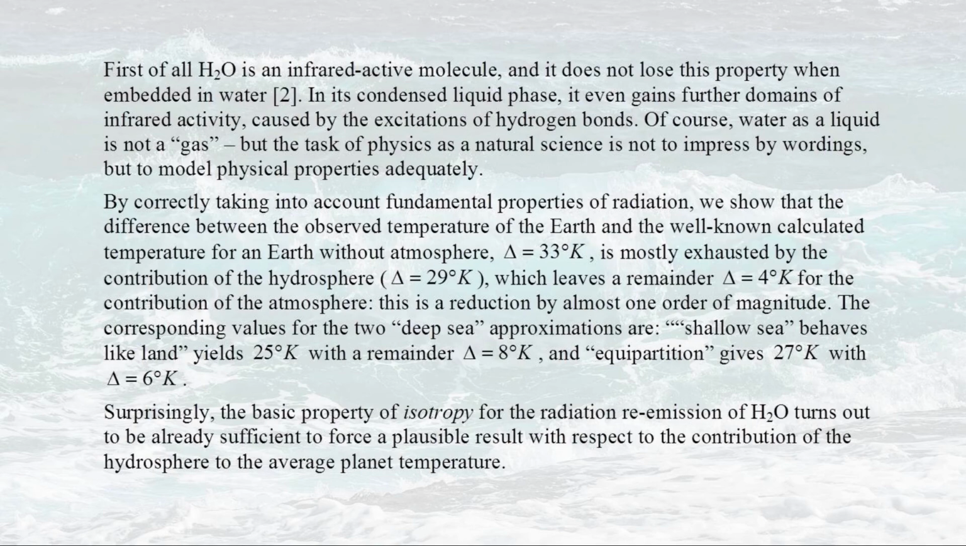The corresponding values for the two deep sea approximations are: shallow sea behaves like land, yields 25 degrees Kelvin with a remainder of 8 degrees Kelvin, and equipartition gives 27 degrees Kelvin with 6 degrees Kelvin as a difference. Surprisingly, the basic property of isotropy for the radiation re-emission of dihydrogen oxide turns out to be already sufficient to force a plausible result with respect to the contribution of the hydrosphere to the average planet temperature.